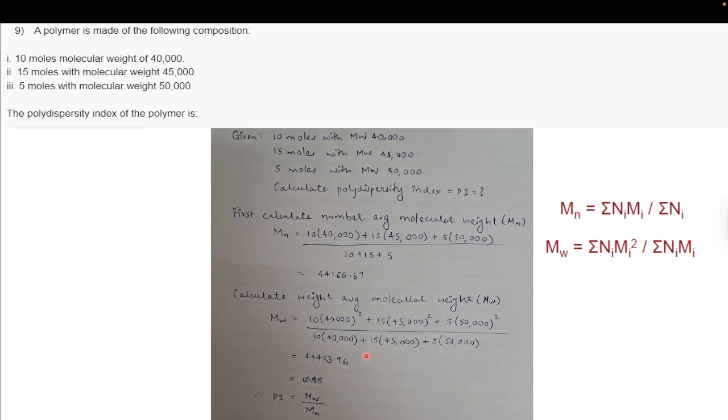So what does polydispersity index mean? It is nothing but the ratio of the weight average molecular weight to your number average molecular weight. So if you take a ratio of these two quantities, you'll arrive at an answer of 1.